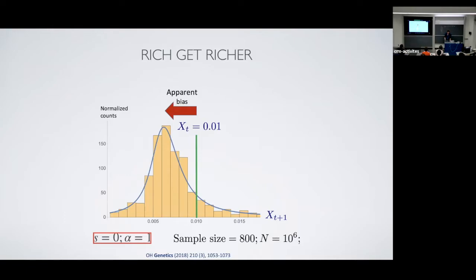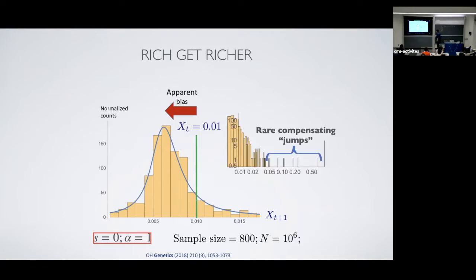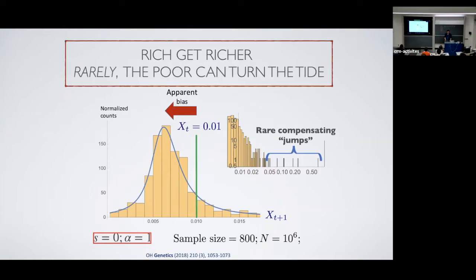What compensates for this apparent bias is in fact very large jumps that favor the minority type, but these large jumps are very rare. Here I'm showing the histogram on a log scale, and you see there are some rare jumps that go all the way over 50%. You start with 1% and the minority type after that sampling by luck is very abundant. So these are rare, but really big. The lesson is the rich get richer, but rarely the poor can turn the tide. And that's the dynamics that we see in this behavior.